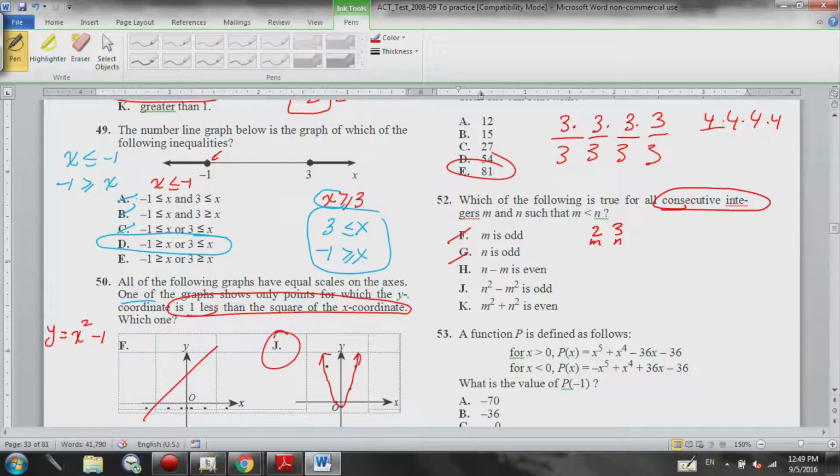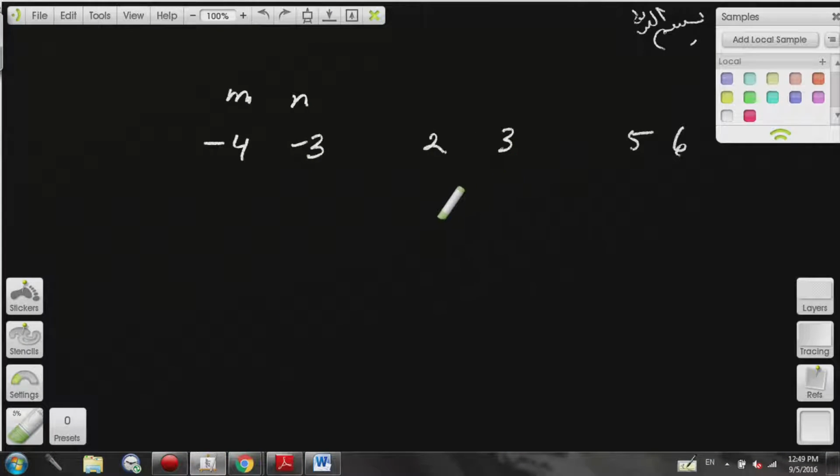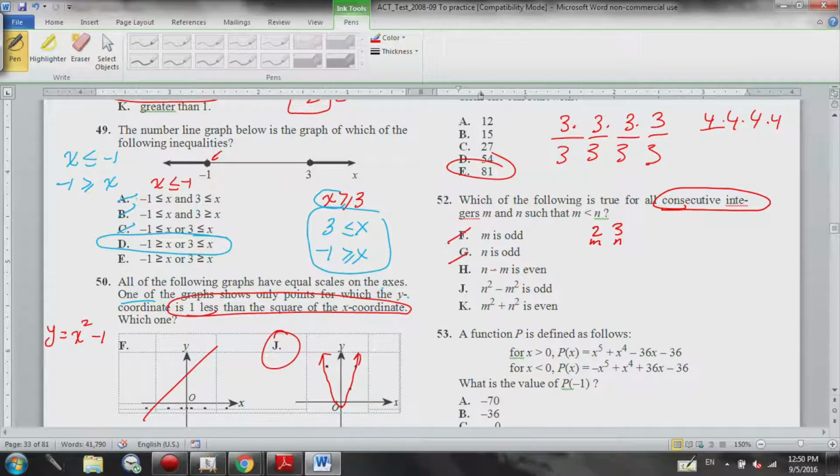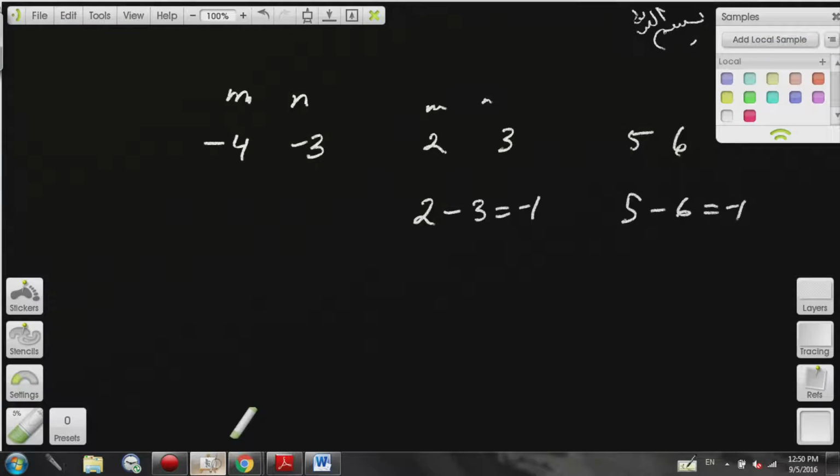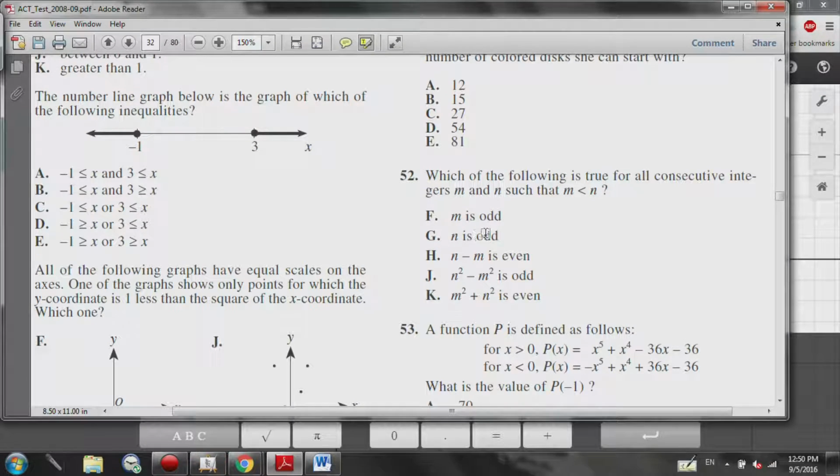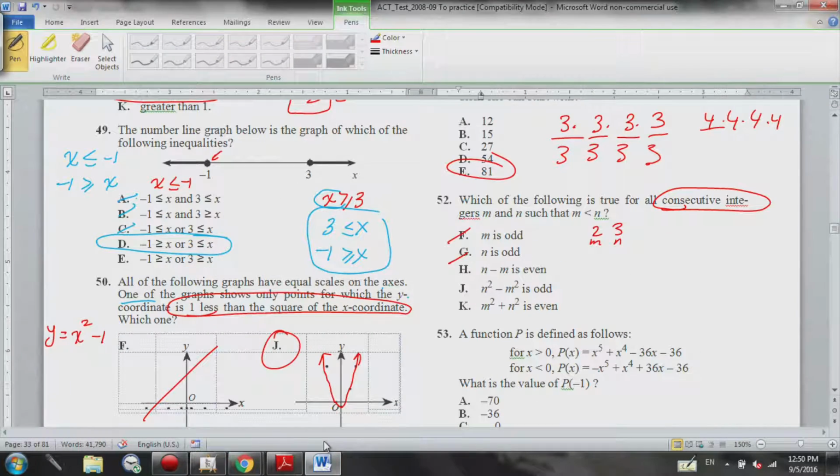And m minus n is even, okay? Well, let's see just with their examples. M minus n, and m is the smallest one: 2 minus 3, that's negative 1, that's odd. 5 minus 6, that's negative 1, that's odd. Okay, so that's clearly not the case. Oh, sorry, n minus m, the other way around. Okay, that's not gonna make a difference. N minus m, that's 3 minus 2, and 6 minus 5. It's always gonna be 1, so it's always gonna be odd.